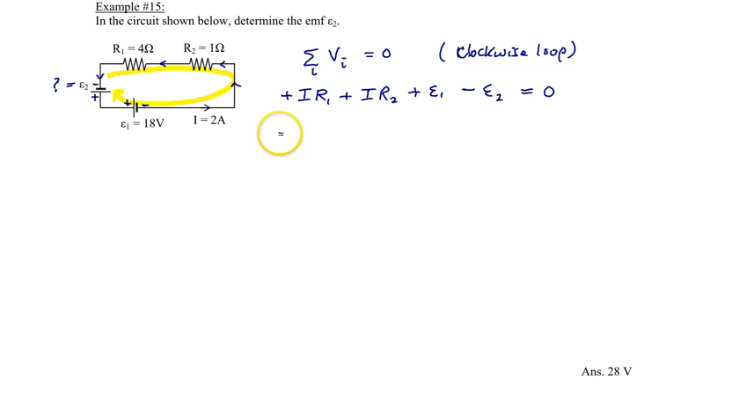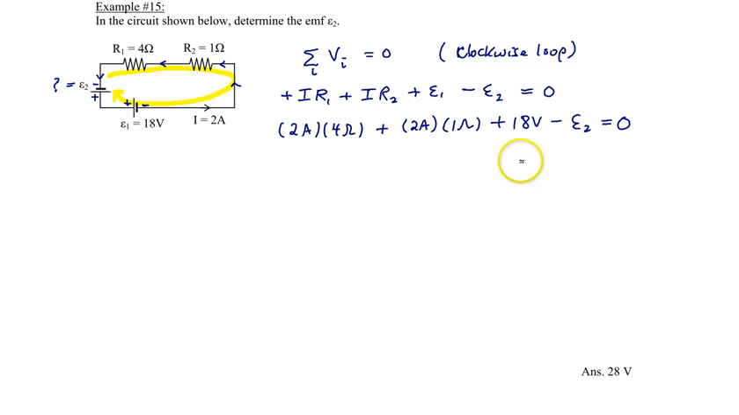So let's now go ahead and plug in our values that we know. We have current, which is 2 amps. We have R1, which is 4 ohms. Plus you have current of 2 amps and resistance of 1 ohm. And then we have EMF of 18 volts, and then minus EMF 2, which is equal to 0. So if we put EMF 2 on the right side, then you'll have 2 times 4, that's 8 volts, plus 2 times 1, which is another 2 volts, plus the 18 volts from the first EMF. And if you add all that up, that will give you 28 volts for EMF 2. It's relatively straightforward to solve that kind of problem using Kirchhoff's loop rule.